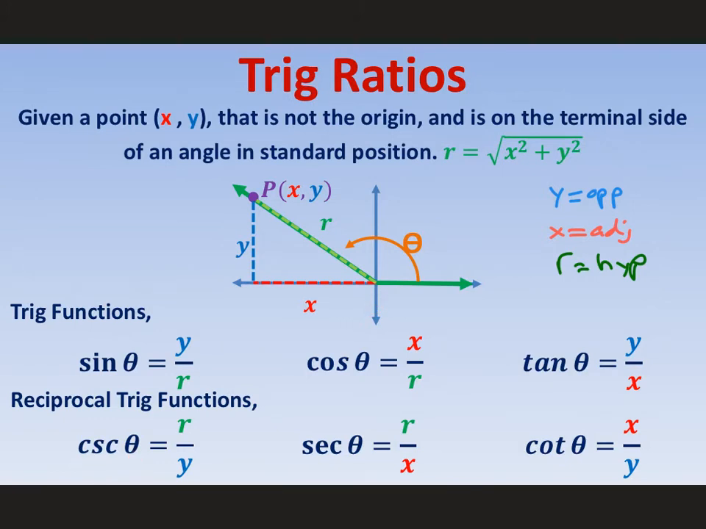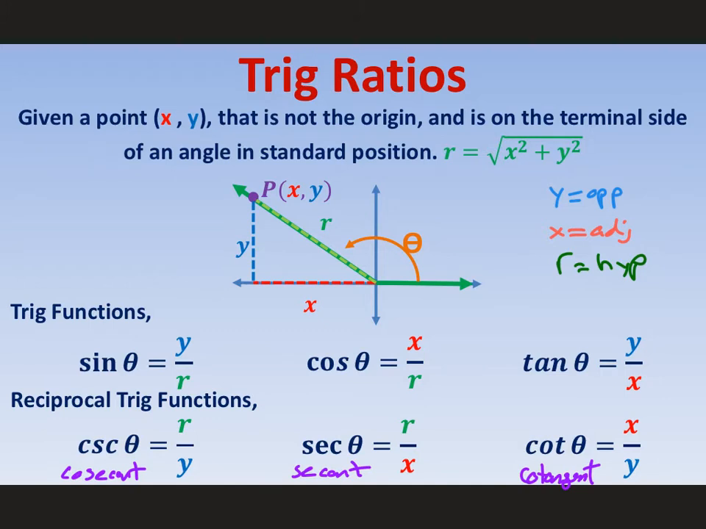There are also 3 other trig functions that we need to know. These 3 trig functions are cosecant, secant, and cotangent. The way we get these is just the reciprocals. Sine was y over r. Cosecant is its reciprocal, r over y. Cosine was x over r. Secant is its reciprocal, r over x. Tangent is y over x. Cotangent is its reciprocal, x over y.